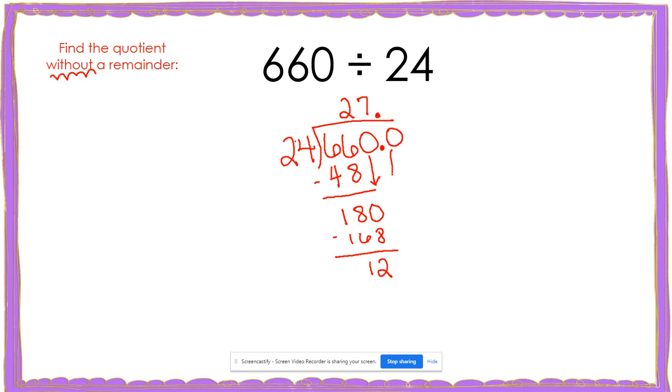I'm going to now bring this 0 down, and now I'm going to divide 120 by 24. When I do 120 divided by 24, I get 5. And then I'm going to multiply. 5 times 24 gives me 120. So now I'm left with 0, which means that 660, if split into 24 equal groups, will have 27.5 pieces in each group.